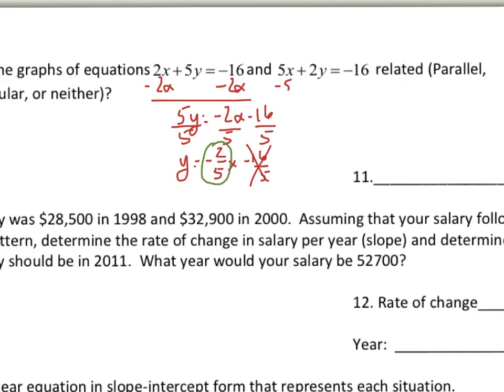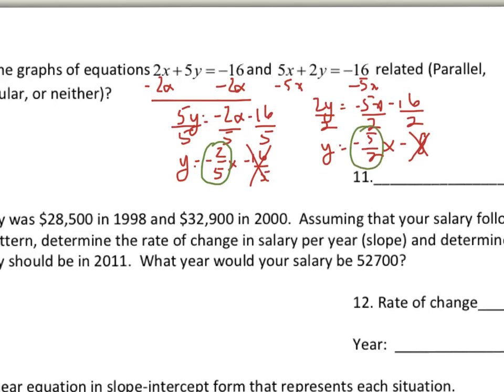So again, I'm going to solve for y. I'm going to subtract 5x. 2y equals negative 5x minus 16. I'm going to divide by 2. I could already see what the slope is going to be, but I'm going to continue. It's negative 5 halves x minus 16 halves, which is 8. But once again, I don't care about that. I'm more concerned with the fact that the slope is negative 5 halves.